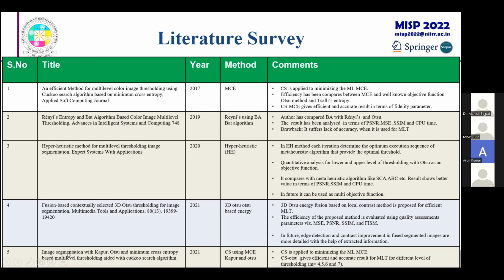Next, image segmentation with Kapur OTSU and minimum cross entropy based multi-level thresholding added with cuckoo search algorithm. In this paper, again, the cuckoo search algorithm is applied to minimize the multi-level minimum cross entropy.